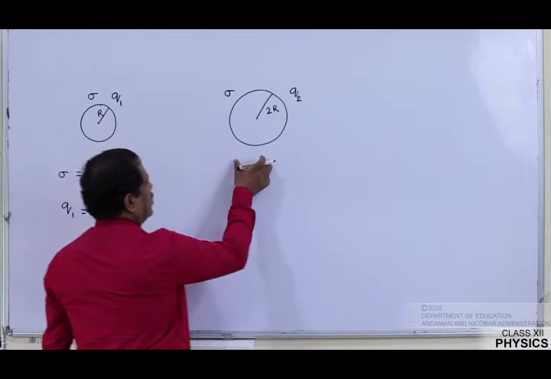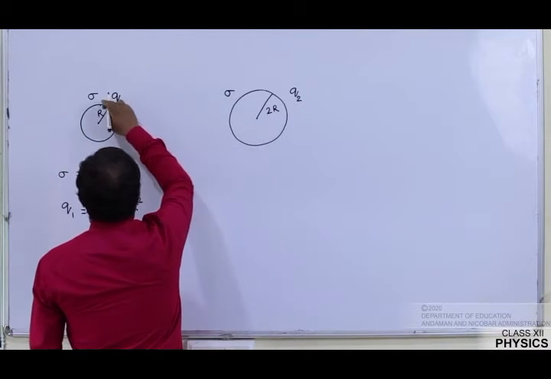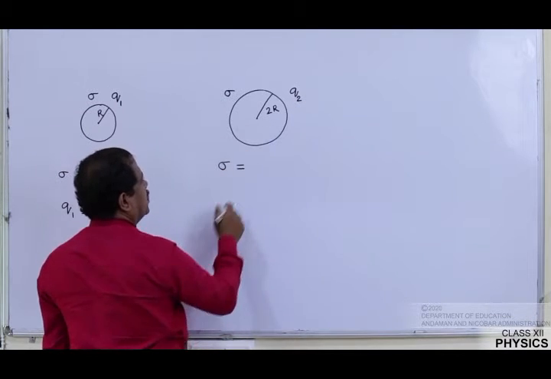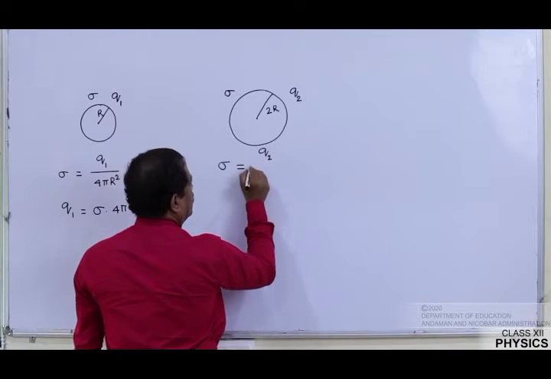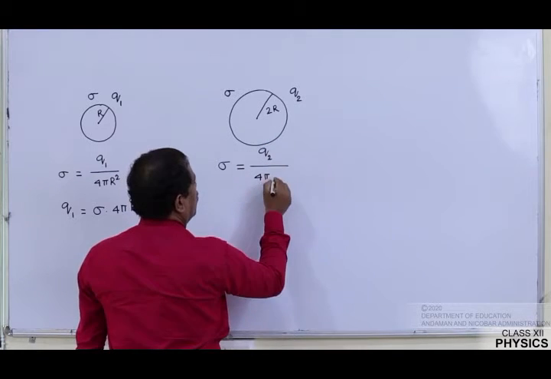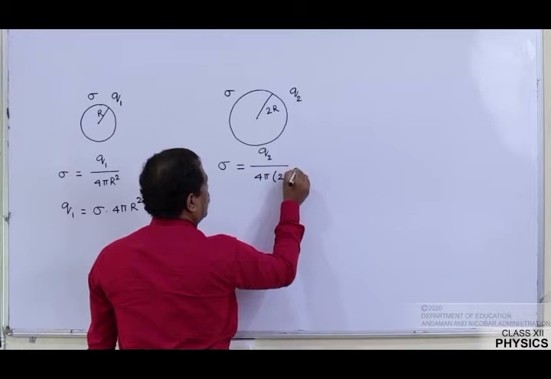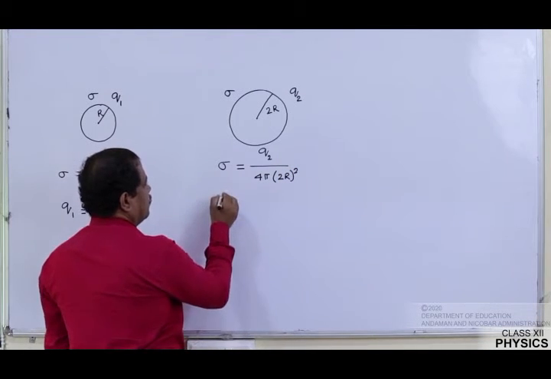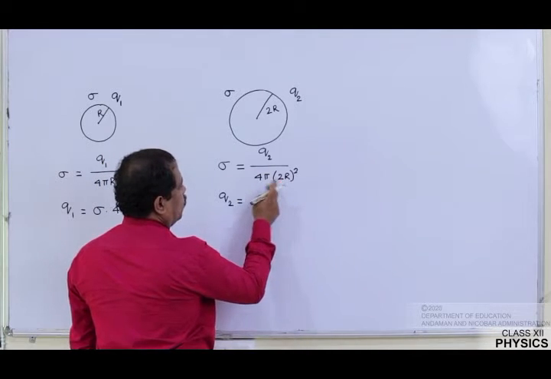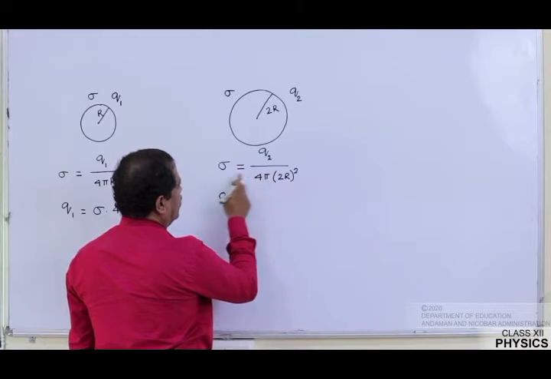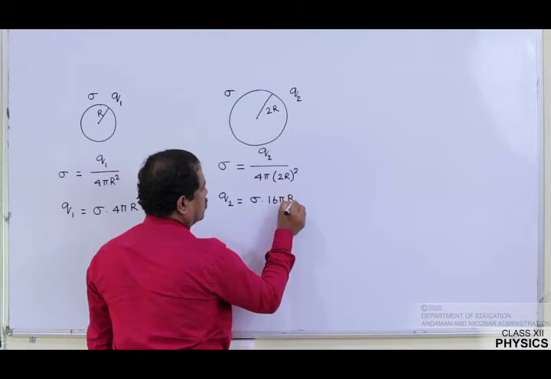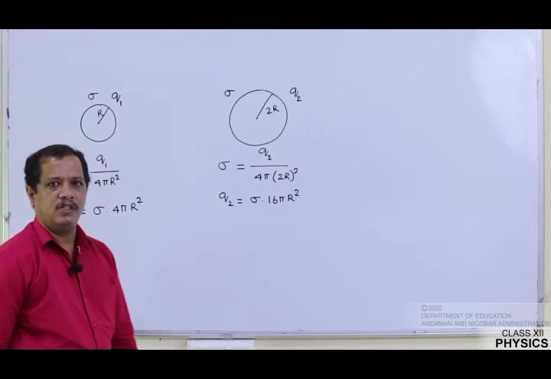Second aspect, when I look here, the surface charge density is the same as that of this one. So sigma is equal to the surface charge density of the bigger sphere, the charge on the bigger sphere divided by the surface area of this sphere. So 4 pi, the radius is 2r, so 2r the whole square. As such, q2 will be equal to 2 square is 4, 4 times 4 is 16, so 16 pi r square into sigma. So sigma into 16 pi r square. This is the charge on the second sphere.